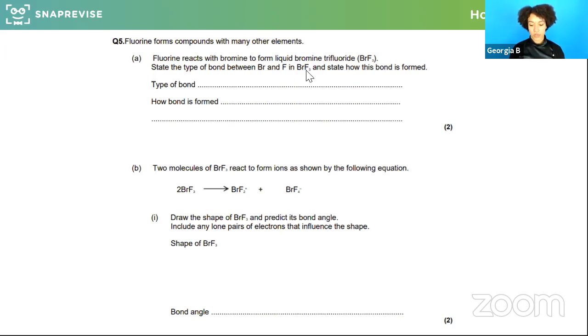So we're looking for the type of bond between bromine and fluorine and how the bond is formed. It's 2 marks. I'm going to give you about 2 minutes. If you're having trouble with the stream, always just refresh the page and then you should be all right. So we're looking for the type of bond and how the bond is formed. And Ashi, if you show up late, the best thing to do, if I've already explained something, is to just watch the live stream again once it's finished.